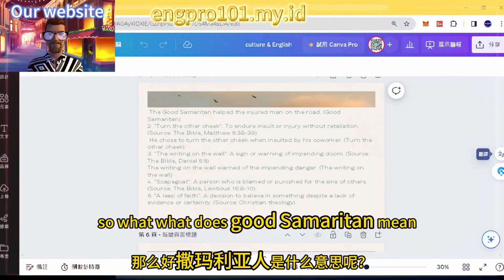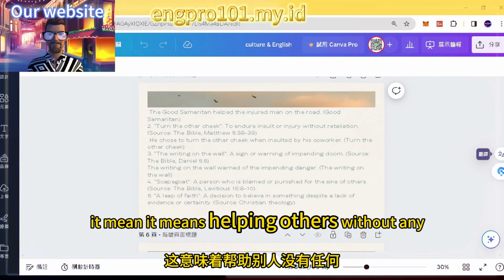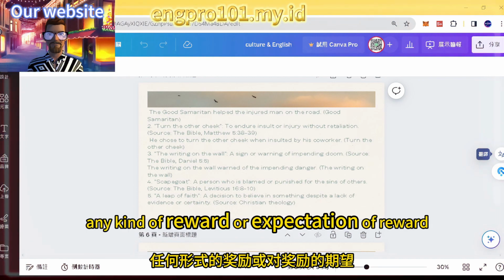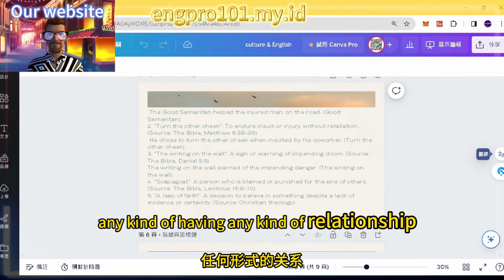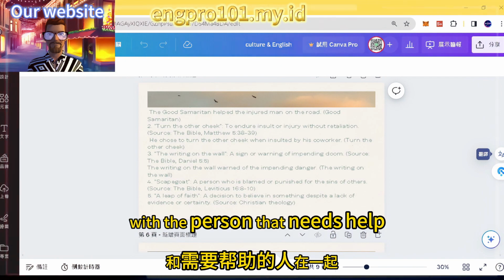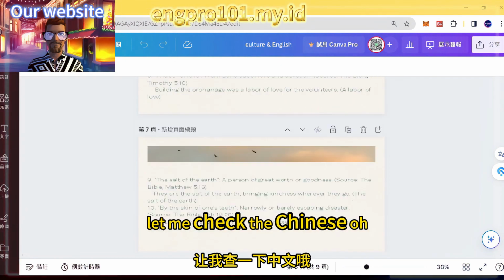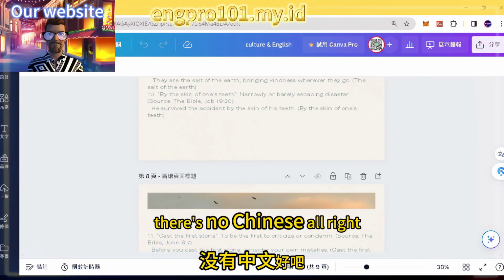So what does Good Samaritan mean? It means helping others without any kind of reward or expectation of reward, or any kind of relationship with the person that needs help. Oh, okay. Let me check the Chinese. Oh, there's no Chinese. All right.